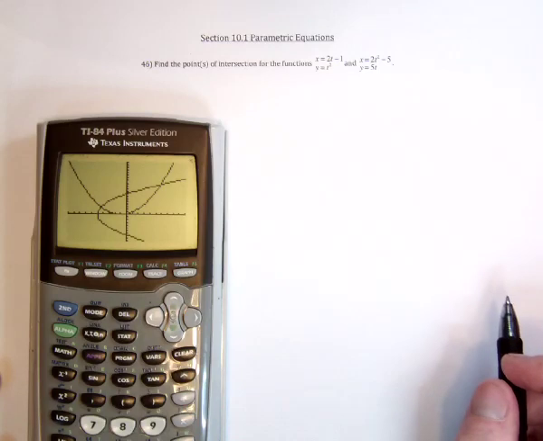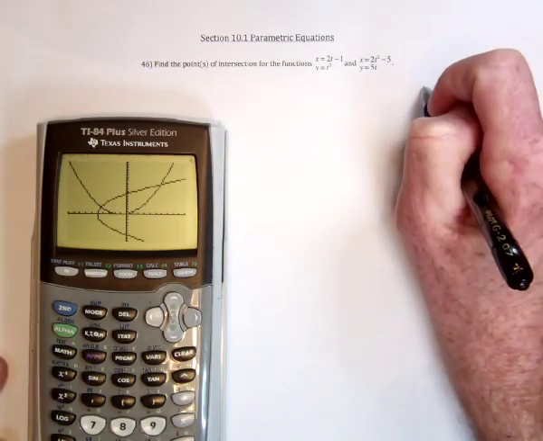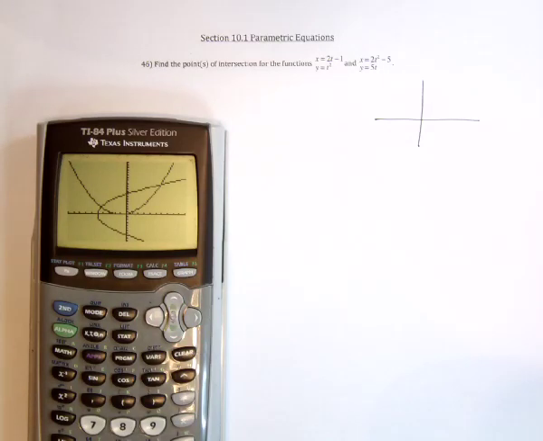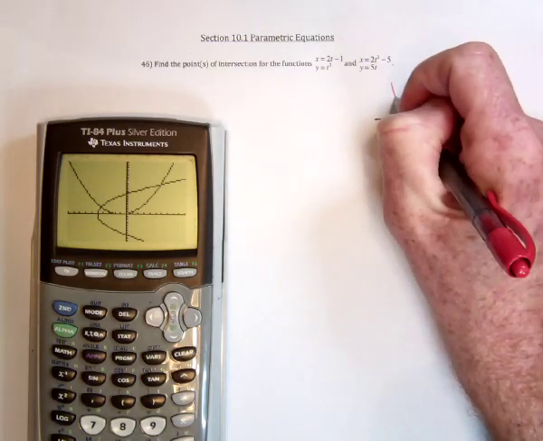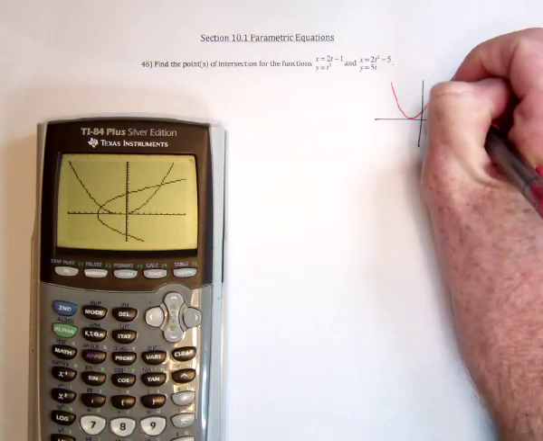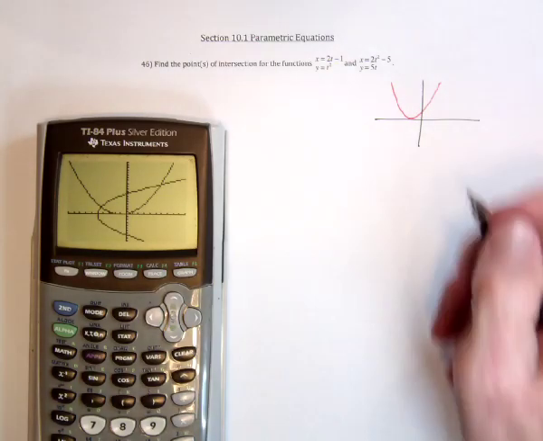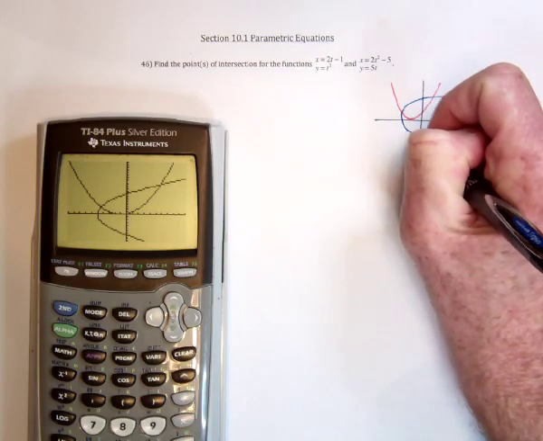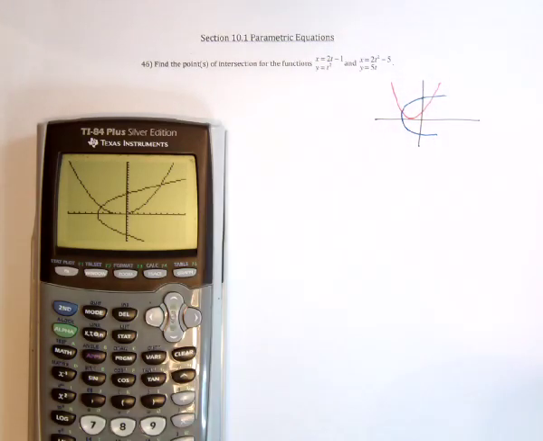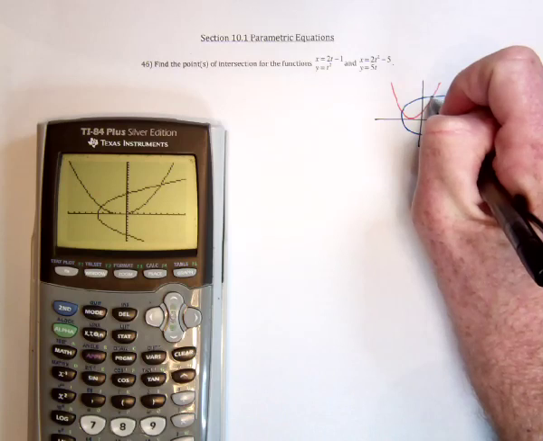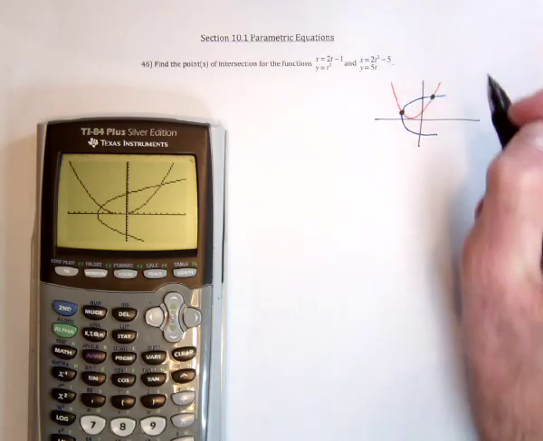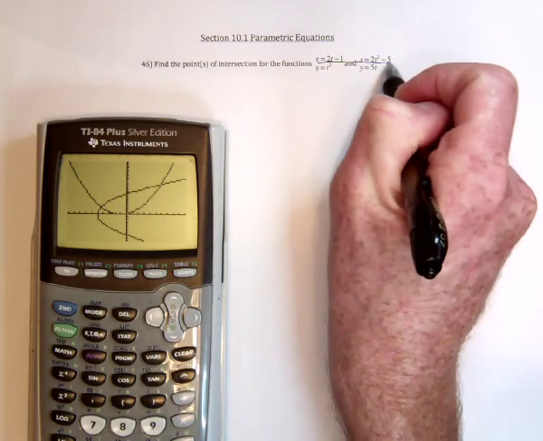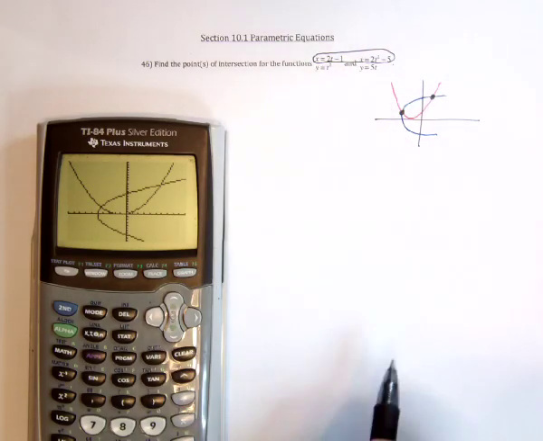So we've got these two parabolas. One of them is going up, and one is going sideways. And we're going to be looking for the intersection points. It seems that there's two. Well, if you look at this part, we basically have two equations.